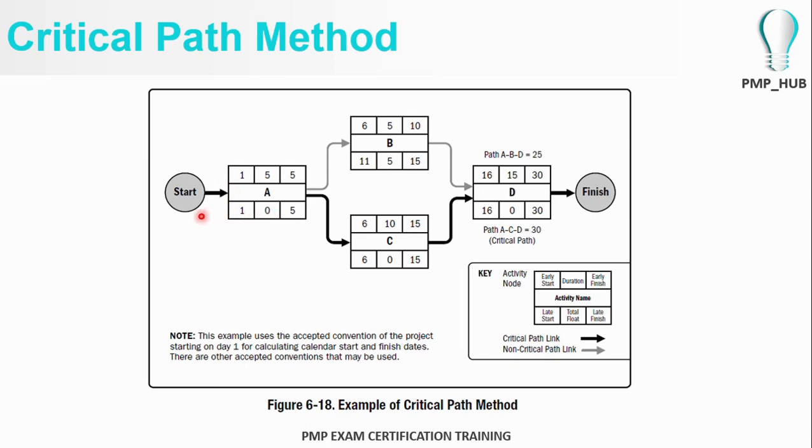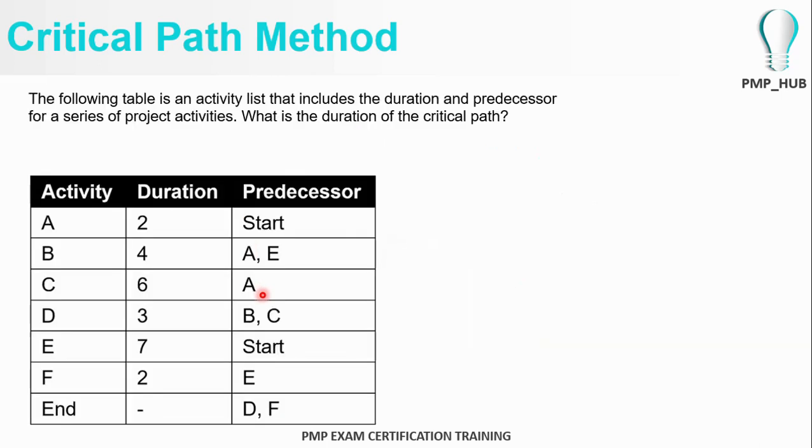So under this example, the critical path would be where the float is 0. In other words, A, C, D. The highlighted arrows signify the critical path of this project. Hope you understood that example. Let's take another example on the critical path method. Kindly look at this project.